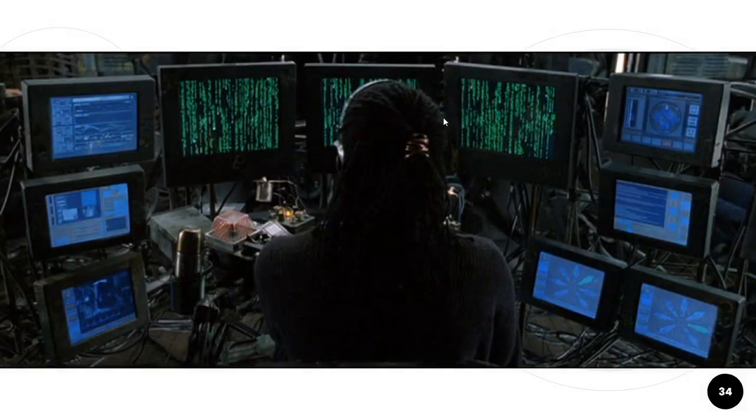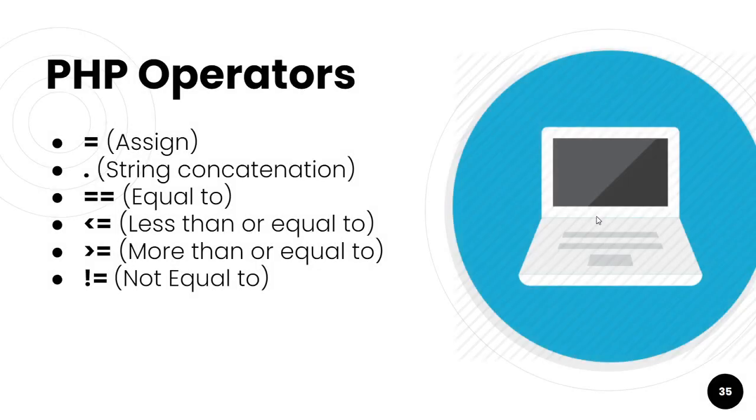Right. Operators. You guys probably don't know where this is from, but this is the operators of the future. So PHP operators, what are they? They are these cool symbols. Okay, the equals, the two equals. You gotta have equals, double equals.